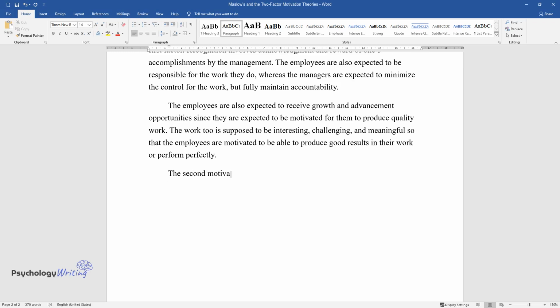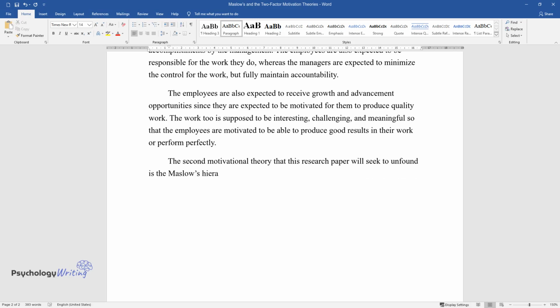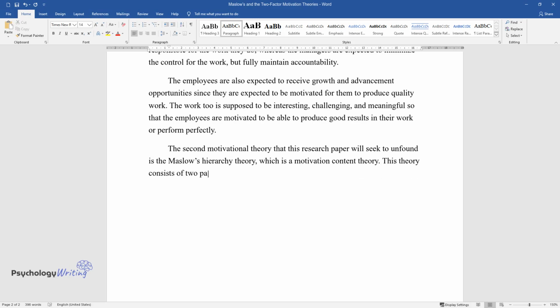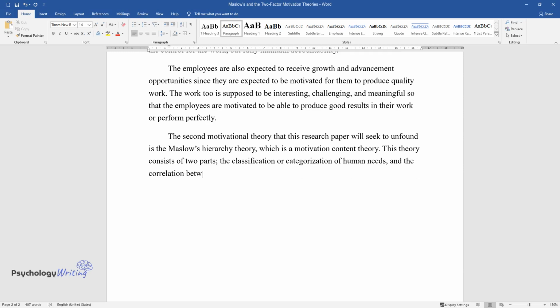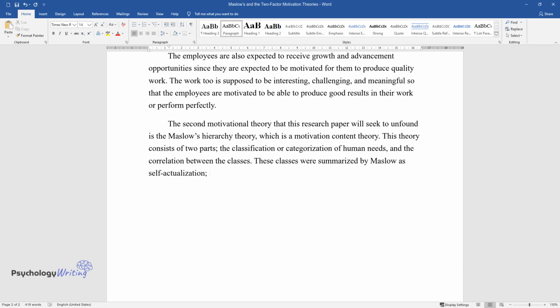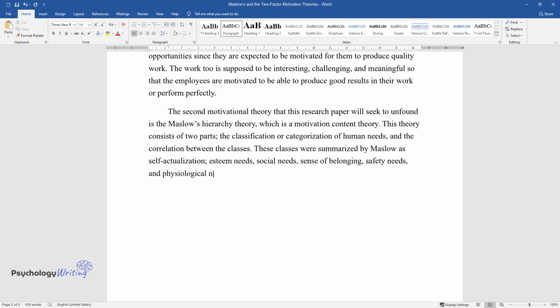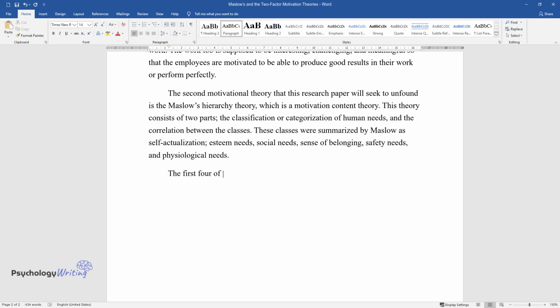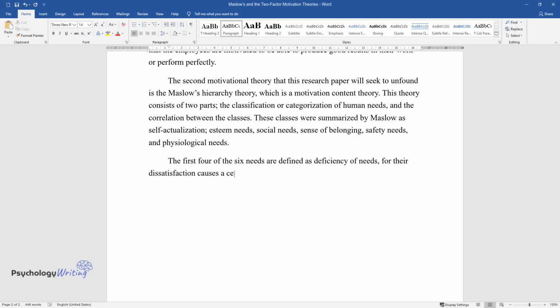The second motivational theory that this research paper will seek to unfold is Maslow's hierarchy theory, which is a motivation content theory. This theory consists of 2 parts: the classification or categorization of human needs, and the correlation between the classes. These classes were summarized by Maslow as self-actualization, esteem needs, social needs, sense of belonging, safety needs, and physiological needs. The first 4 of the 6 needs are defined as deficiency needs, for their dissatisfaction causes a certain deficiency in people that motivates them to meet these needs.